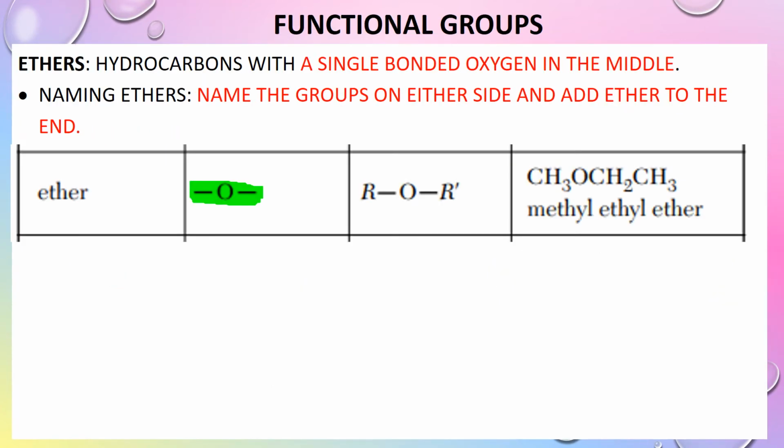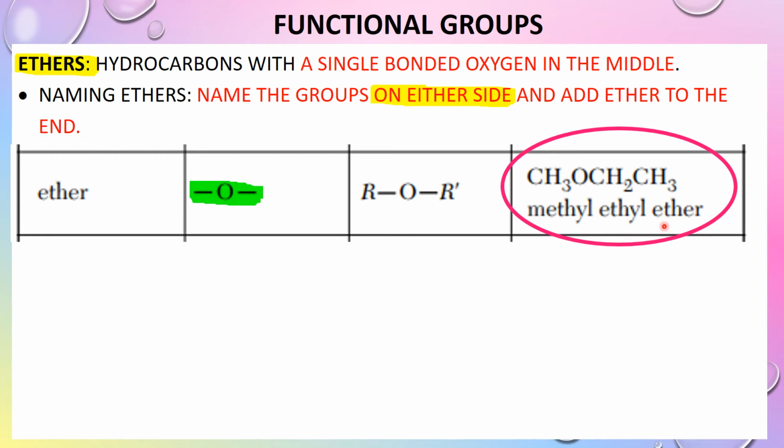Okay, for an ether, hydrocarbons with a single bond of oxygen in the middle. So ethers, think about it like you have things on either side. It means that you've got carbons on either side of the oxygen. Just a little trick to help you remember. Looking at the example from table R, we've got methyl ethyl ether.